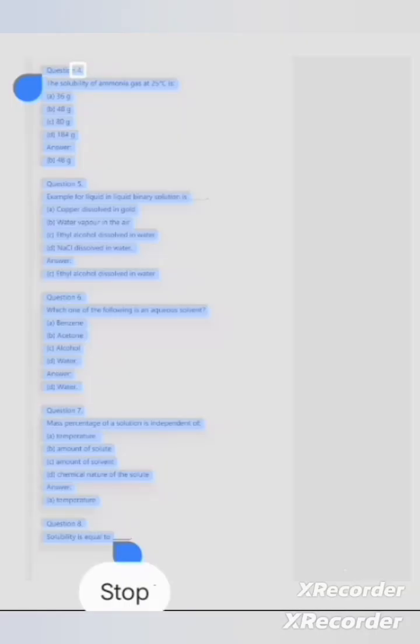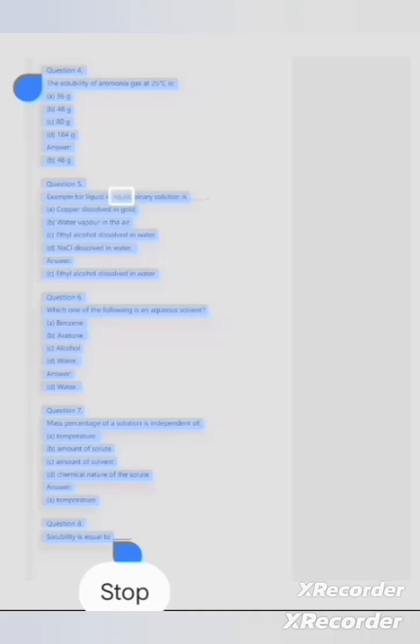Question 4. The solubility of ammonia gas at 25 degrees Celsius is A. 36 grams. B. 48 grams. C. 80 grams. D. 184 grams. Answer B. 48 grams.